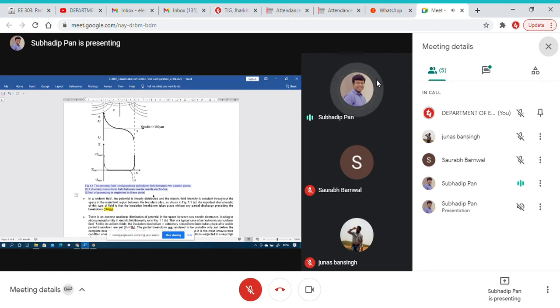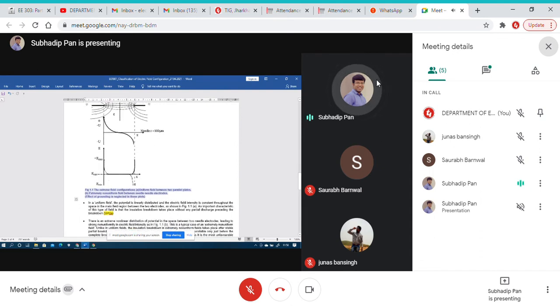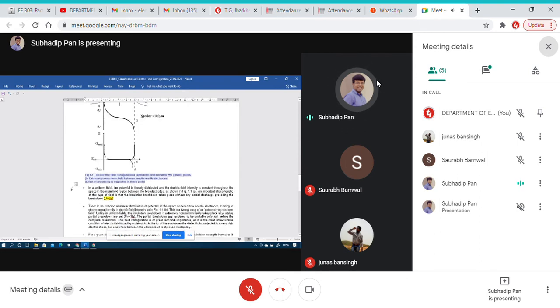Okay, so what should be written in this case? It should be written: in a uniform field the potential is linearly distributed and the electric field intensity is constant.